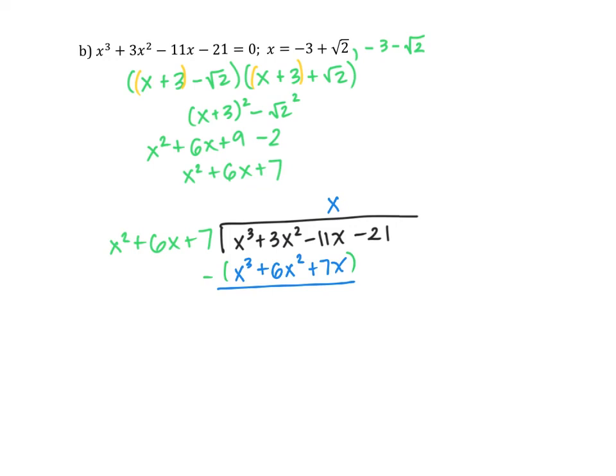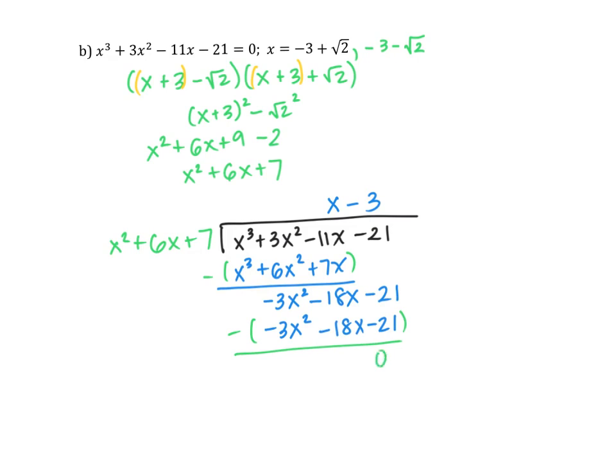3x squared minus 6x squared is minus 3x squared. Minus 11x minus 7x is minus 18x. I'm going to bring down the minus 21. Okay, now we repeat. Okay, let's look. I have x squared times something to get negative 3x squared. So I'm going to need a minus 3. Distribute minus 3x squared minus 18x minus 21. Okay, and then remember I'm subtracting. Okay, cancels, cancels, cancels. Good.